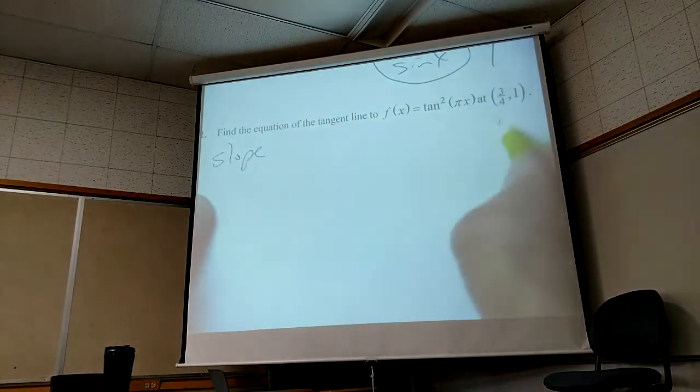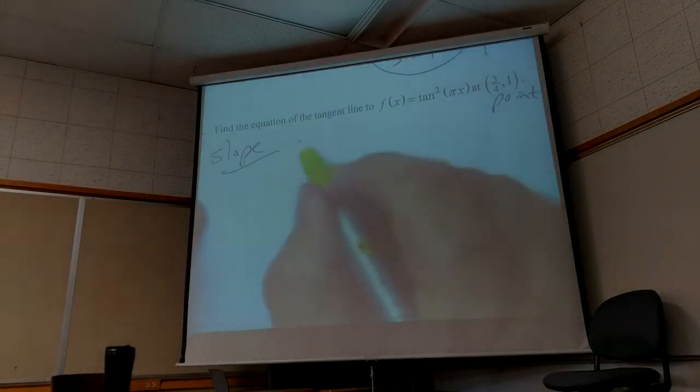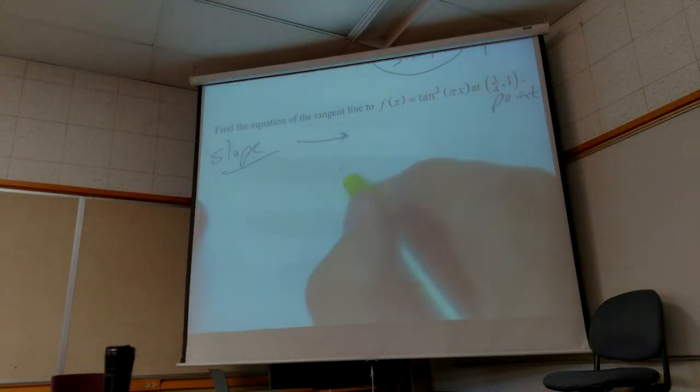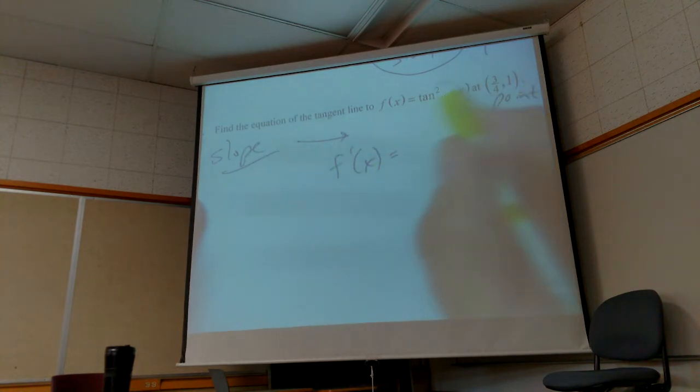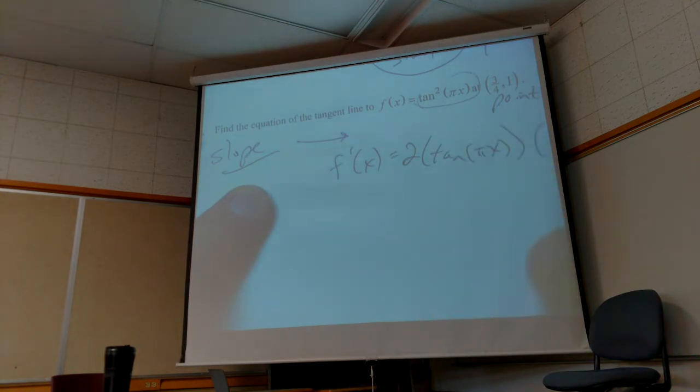So, equation of the tangent line. I need a slope and a point. Check for the point. Now I just have to find the slope. And of course, to find the slope, I take the derivative. So what's the derivative here? The 2 comes down, tangent of πx, and then tangent of πx gets a turn. That would be secant squared of πx.